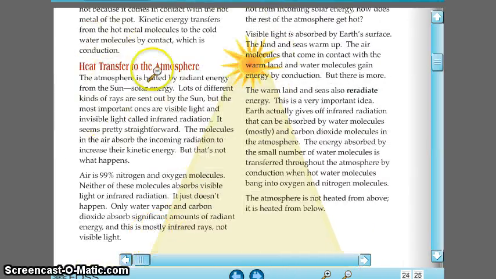Okay, as we're looking at heat transferring, the atmosphere is heated by radiation from the sun, solar energy. Lots of different kinds of rays are sent out by the sun. It's important that the ones are visible light and infrared radiation. It seems pretty straightforward. Unfortunately, it's not as straightforward as it seems.